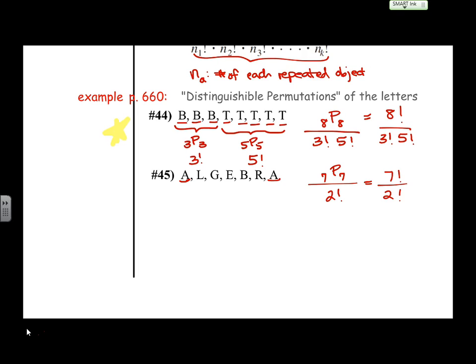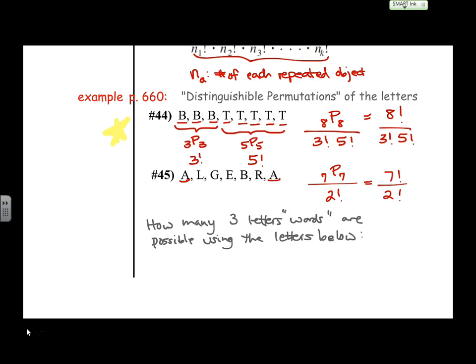Now, what if I was to change this up just a little bit? To the effect of: how many 3-letter words, in quotation marks because we're just thinking arrangements, are possible using the letters below? I guess I could do a word like Mississippi, but that's in your homework.